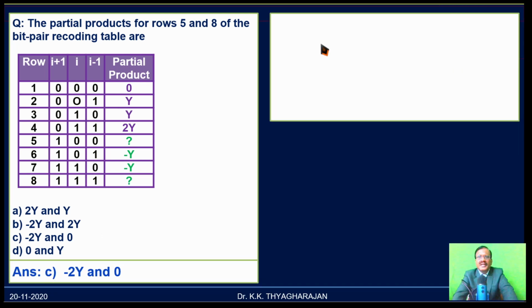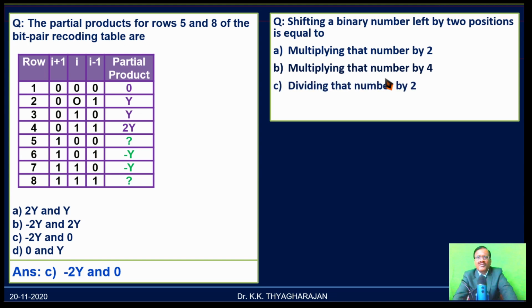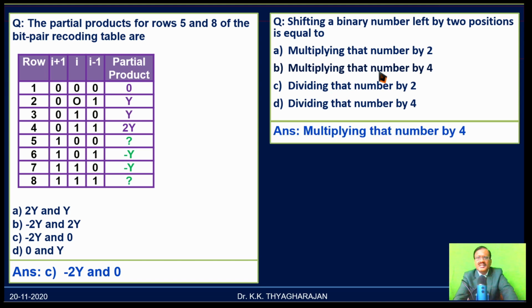Now let us see the next question. Shifting a binary number left by 2 positions is equal to multiplying the number by 2, multiplying that number by 4, dividing that number by 2, dividing that number by 4. If you shift one position, it will be equal to multiplying by 2. Since shift is done by 2 positions, it is equal to multiplying by 4. So the answer is B.